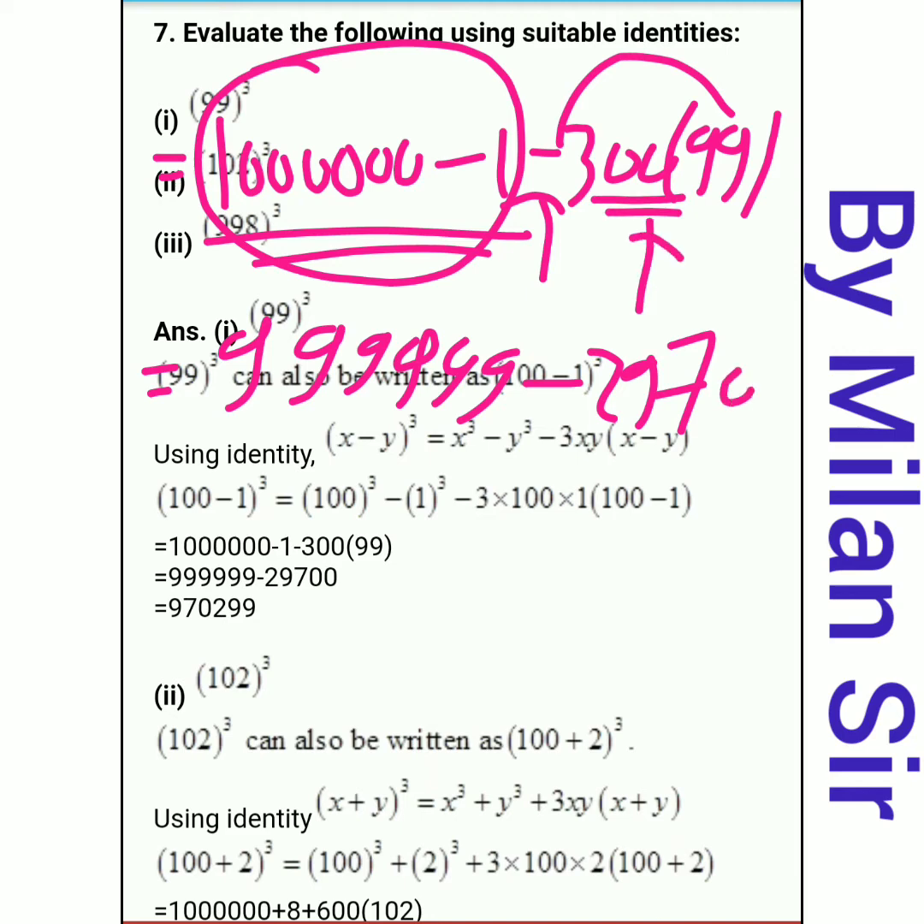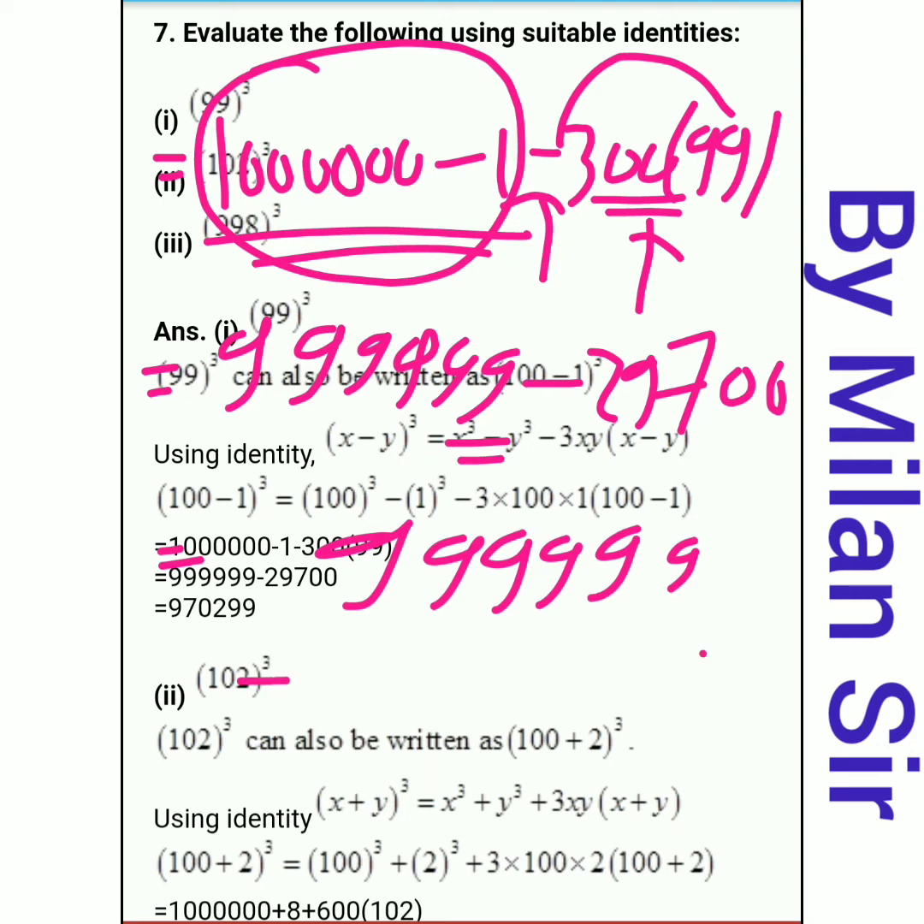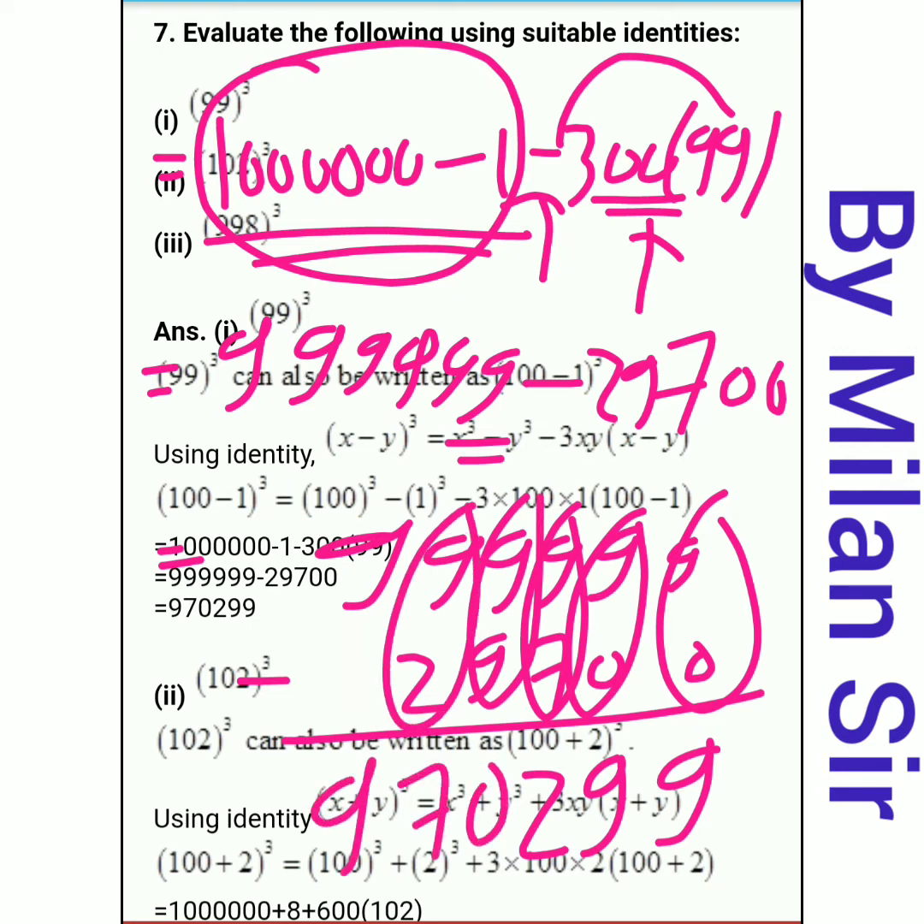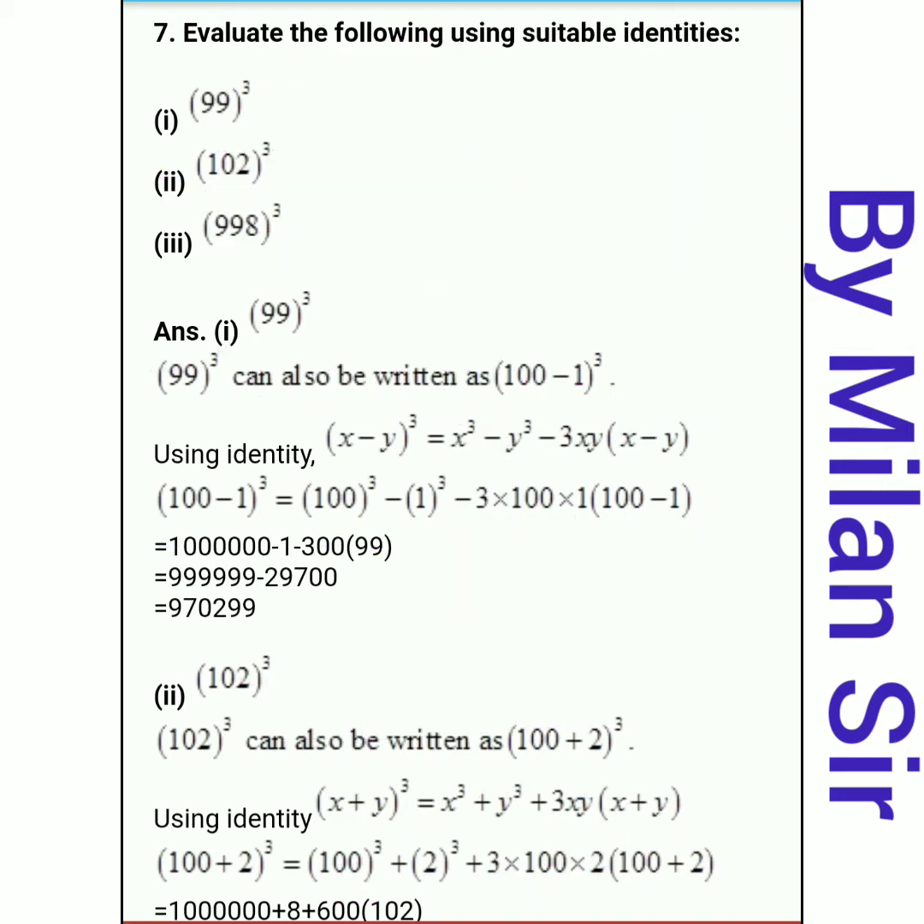After that we have the two zeros, so we put them here. Our final answer is 9,99,999 minus 29,700, so we need to subtract this. 999999 minus 029700: 9 minus 0 is 9, again 9 minus 0 is 9, 9 minus 7 is 2, 9 minus 9 is 0, 9 minus 2 is 7, and 9 as it is. So this is our final answer, 9,70,299.